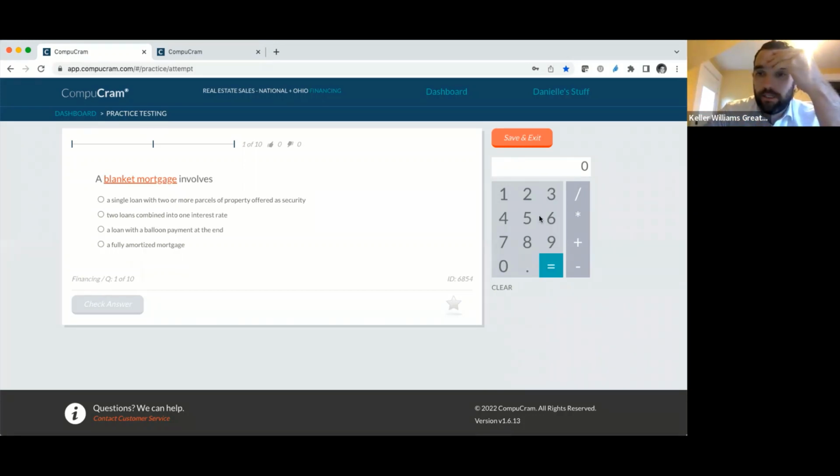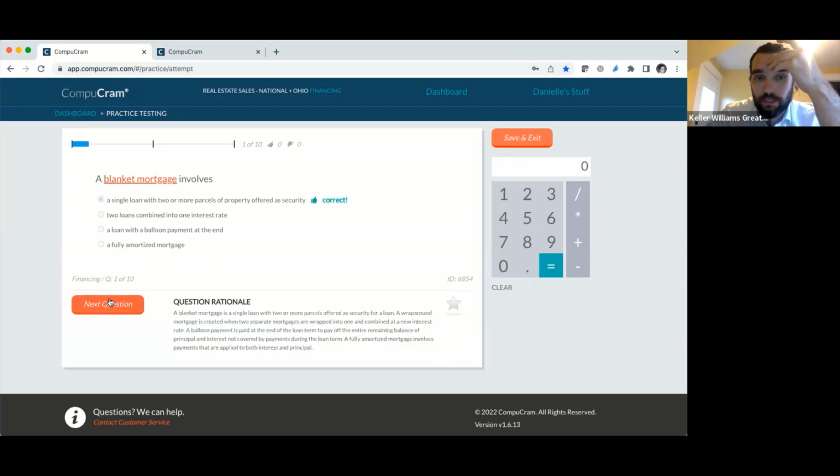All right, seeing some A's, some B's, and some C's. More A's than anything else. And that's good, because that's correct. Blanket mortgages combine 2 or more parcels of land as securities for the loan. Wraparound mortgages are created when 2 separate mortgages are wrapped into 1.